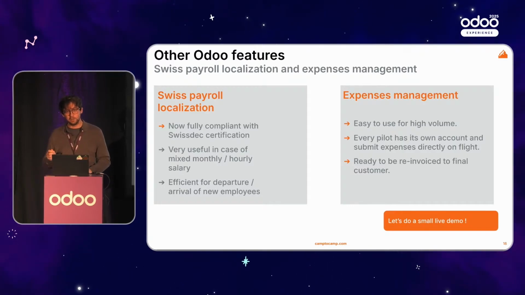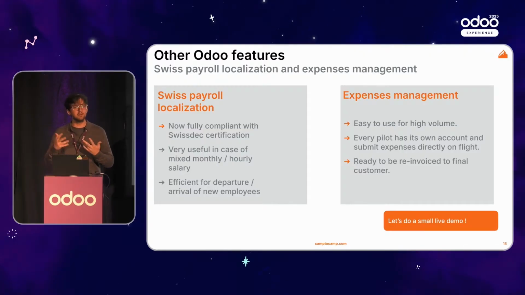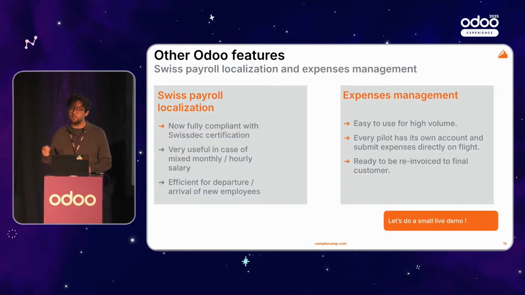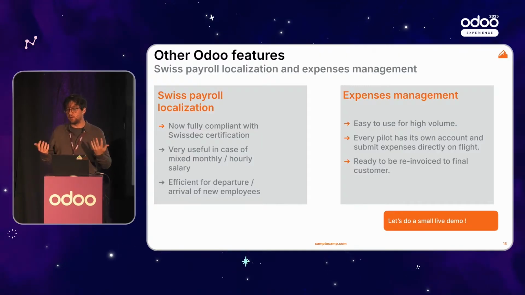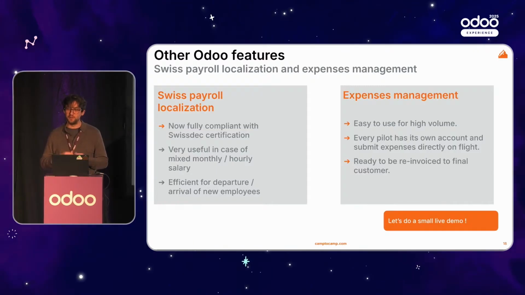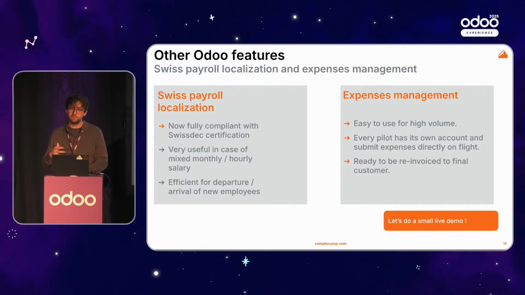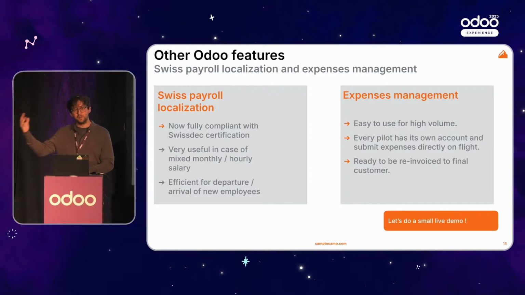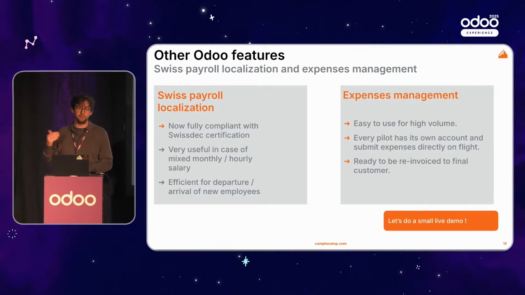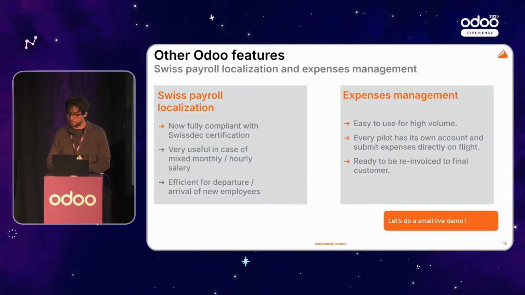So you have to be sure that it solves the pain point. In that case, every pilot, so actually around 20, has their own Odoo account with the Odoo PWA directly downloaded on their mobile. So they can submit expenses directly in flight, but obviously more often later in the hotel room, and it's ready to be re-invoiced to the final customer. We did a small customization where you can very easily submit an expense, have it validated by the accounting team, and then re-invoiced directly to the customer very fast.